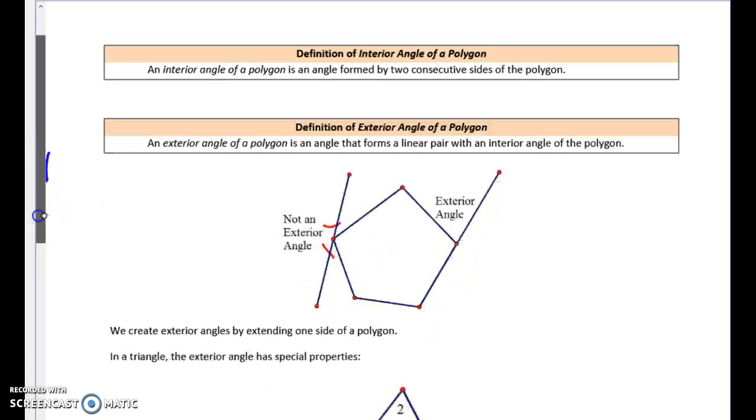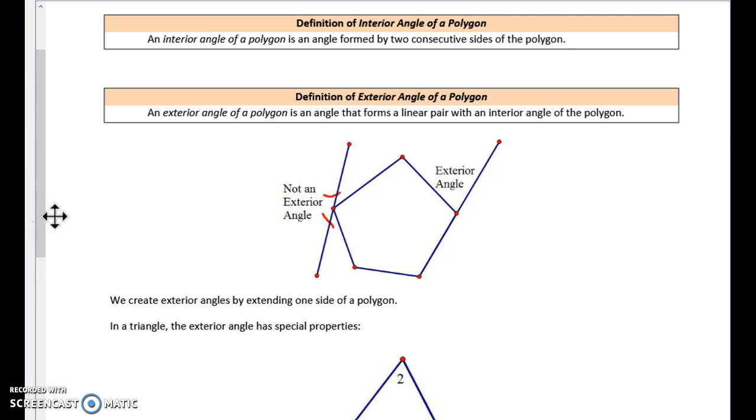Over here, I want to talk about types of angles in any polygon. When we're looking at a polygon, we've got two types of angles: interior angles and exterior angles. Interior angles are exactly what you think they are. They're the angles inside the polygon. So looking at this really irregular pentagon I've made here, this angle right here is an interior angle. An exterior angle is an angle that forms a linear pair with an interior angle. So if I take a side of a polygon and extend it, the angle that forms right here is an exterior angle.